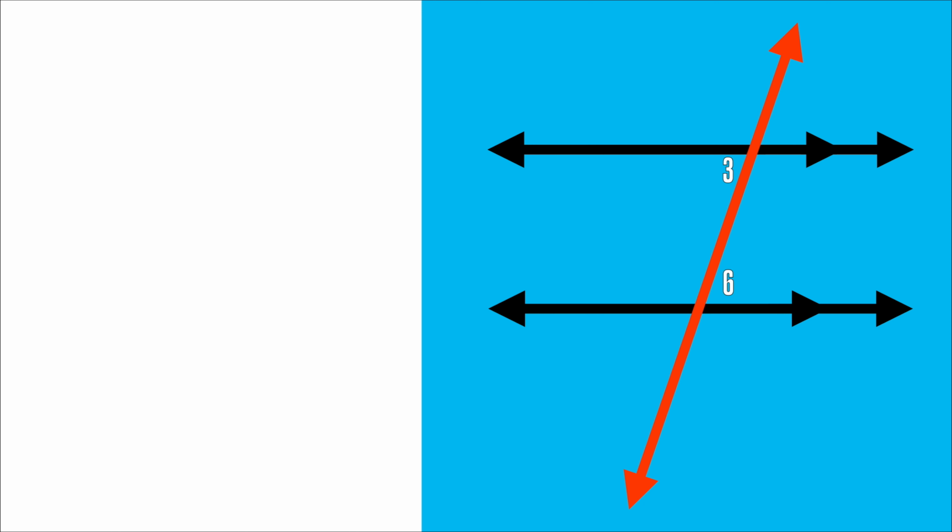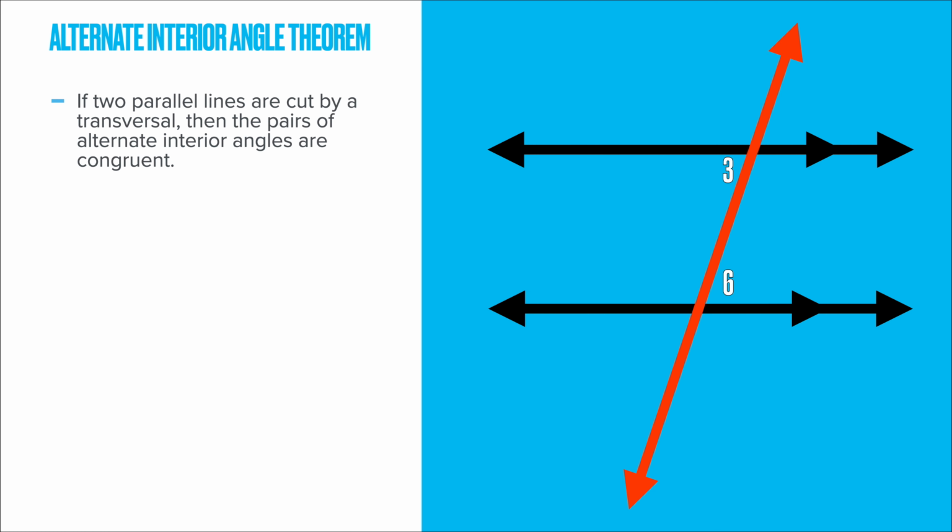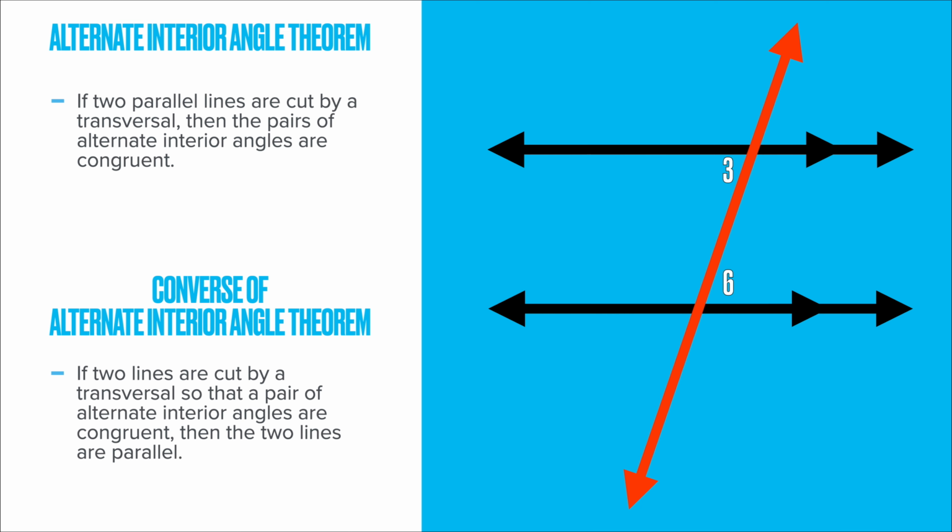So let's look at another one. The alternate interior angle theorem. If two parallel lines are cut by a transversal, then the pairs of alternate interior angles are congruent. As you might guess, the converse just flips the hypothesis and the conclusion. It's now, if the alternate interior angles are congruent, then the lines are parallel. So if we are out to prove that the angles are congruent, we use the angle theorem. If we are out to prove the lines are parallel, we use the converse. Okay.